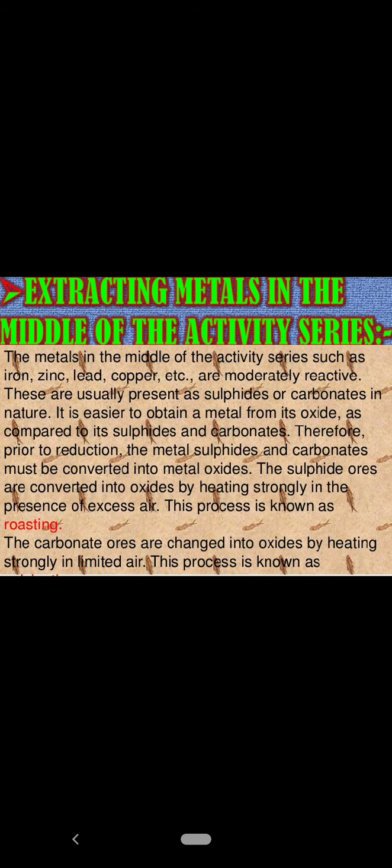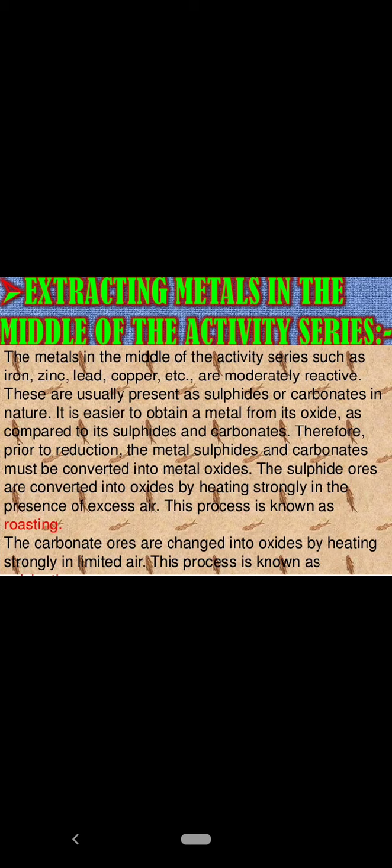Now for extracting metals in the middle of the activity series, we have to consider another approach. The metals in the middle of the activity series, such as zinc, iron, lead, and copper, are moderately reactive elements. So they are usually present as sulfides or carbonates in nature. It is easier to obtain a metal from its oxide as compared to its sulfides and carbonates.